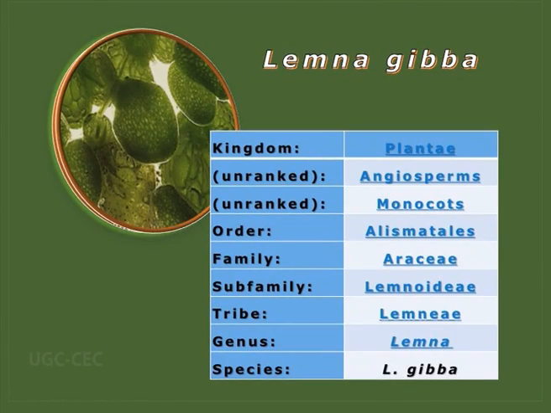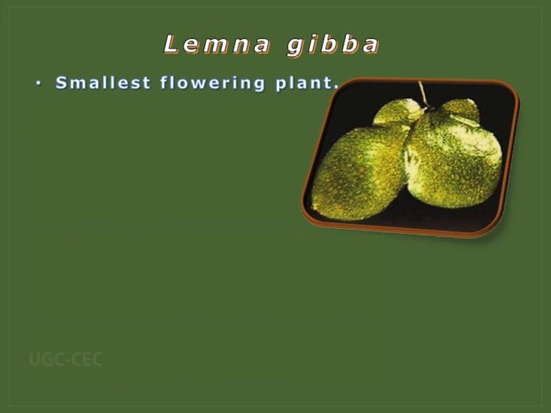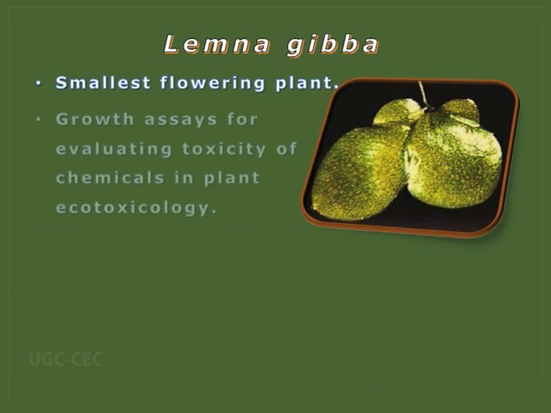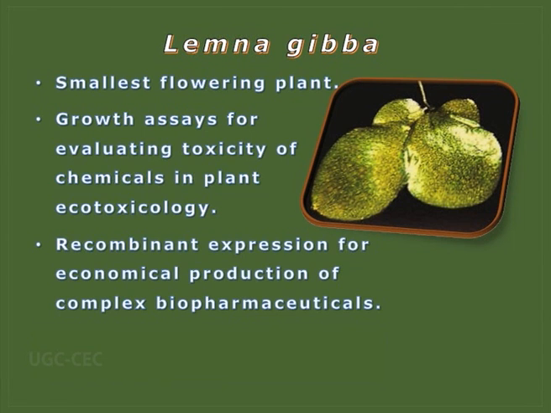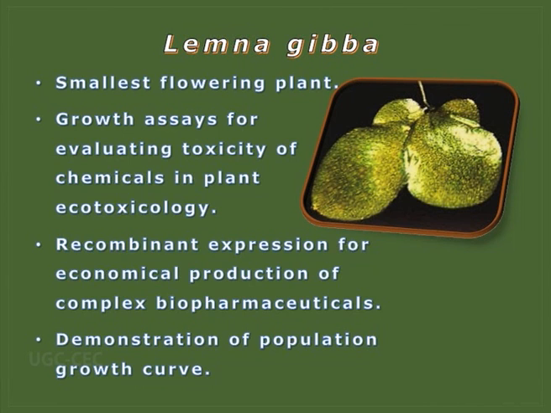The next member in the monocot community is Lemna gibba. It belongs to the family Araceae, genus Lemna and species Lemna gibba. It is supposed to be the smallest flowering plant, and its growth assays are readily available. It can be used to study toxicity assays, and ecotoxicological studies are done using Lemna gibba. Recombinant expression for economic production of complex biopharmaceuticals can be easily done using Lemna gibba, and demonstration of population growth curves is also done in Lemna gibba.